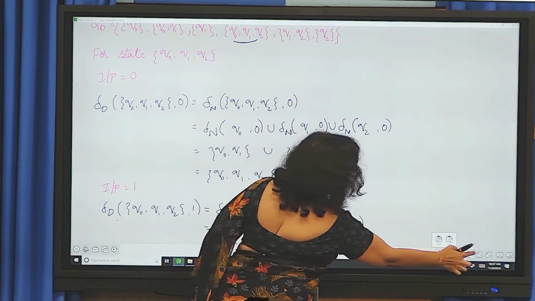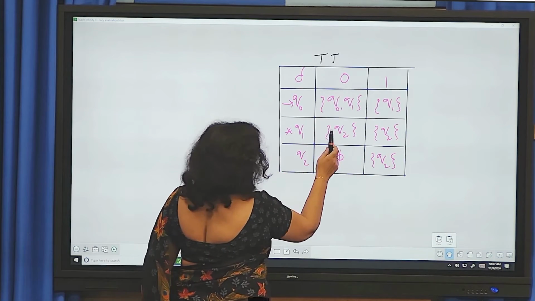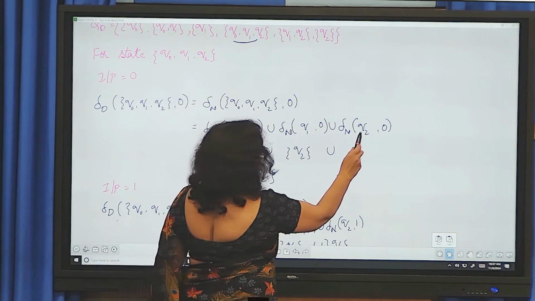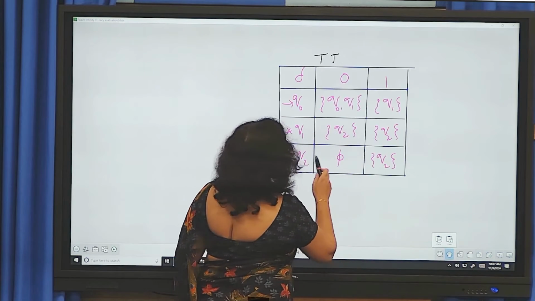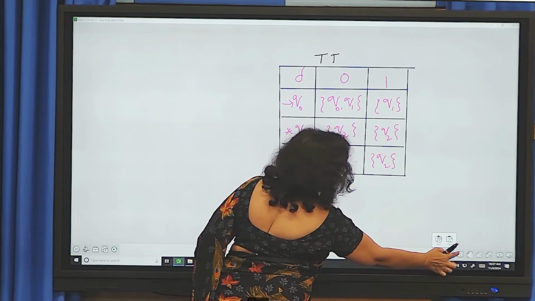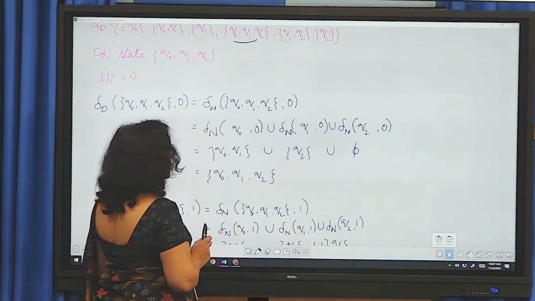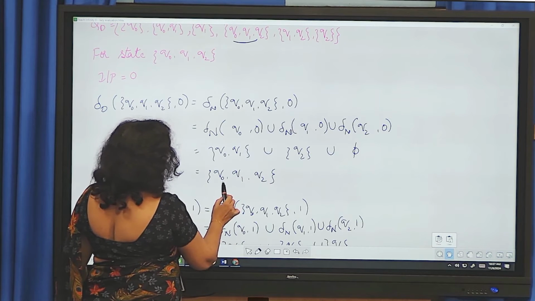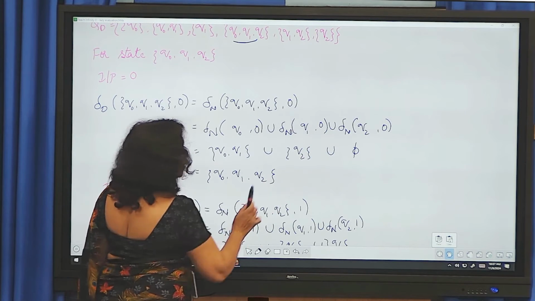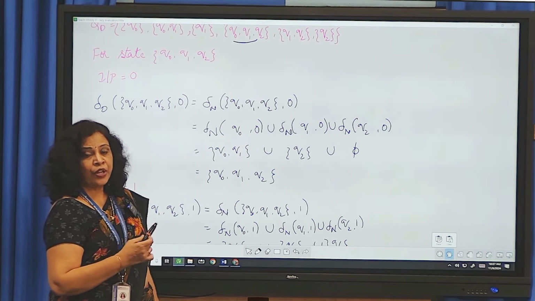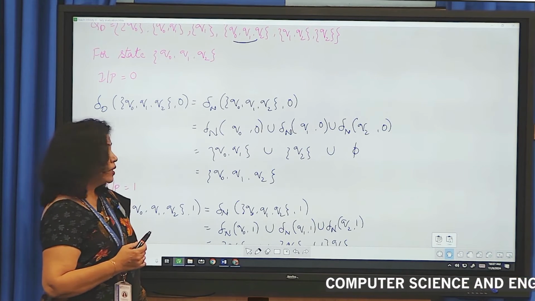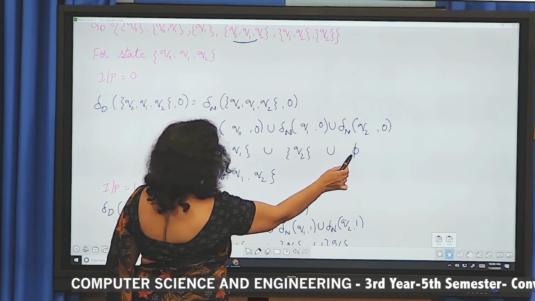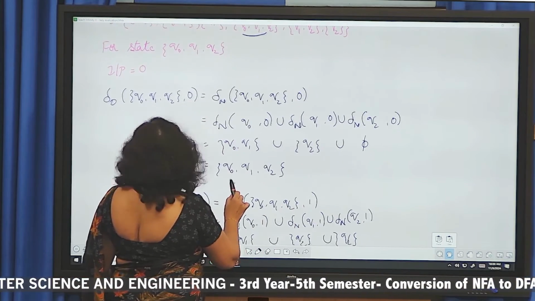What is Q1 on 0? Q1 on 0 is Q2. What is Q2 on 0? Q2 on 0 is phi. Q0 Q1 union Q2 would be Q0 Q1 Q2. Phi we leave because whenever you take the union with phi, that won't be considered. That is Q0 comma Q1 union Q2 union phi would be Q0 Q1 Q2.